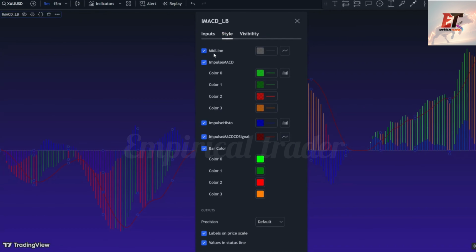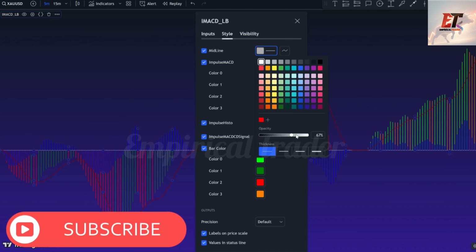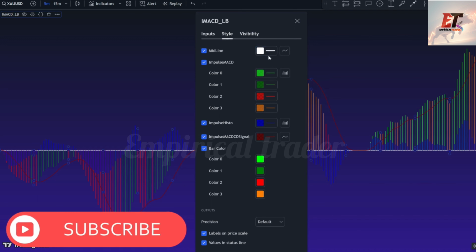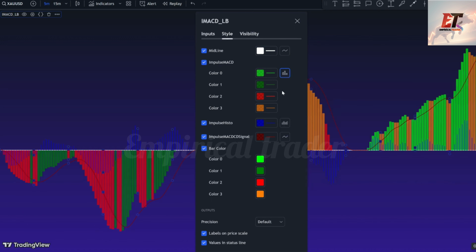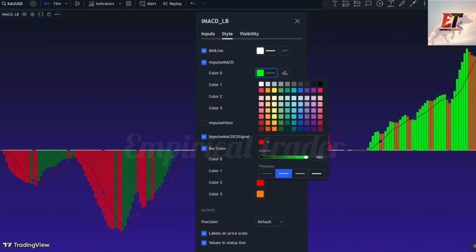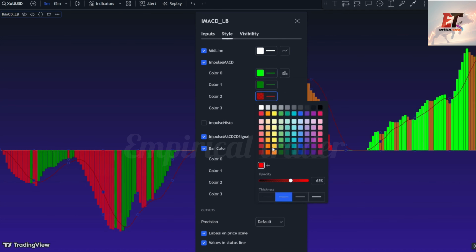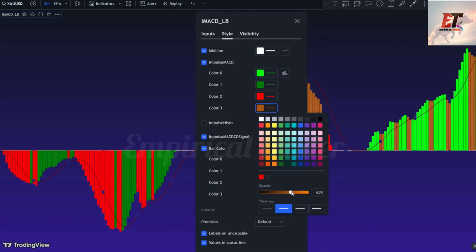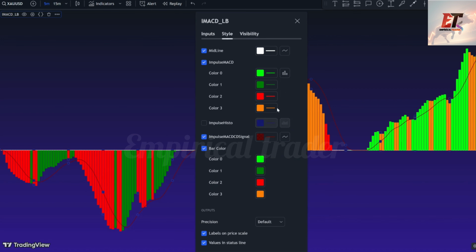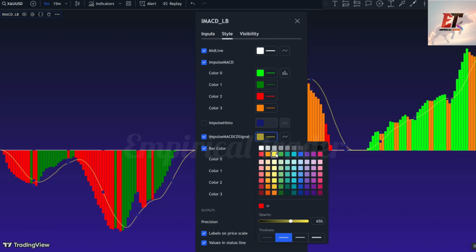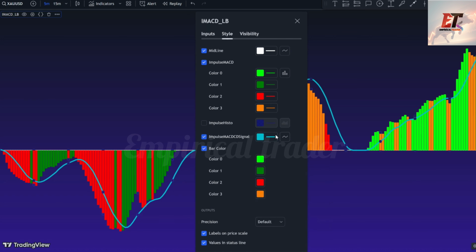Moving on to the style tab, let's make the middle line easier to see by tweaking its color or thickness. Switch the Impulse MACD option to columns. Then turn off the Impulse histogram. Make those Impulse MACD colors pop so they're hard to miss. Finally, check that the Impulse MACD signal is crystal clear. And there you have it. You're all set and ready to rock.